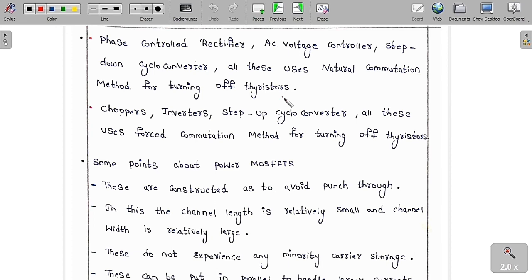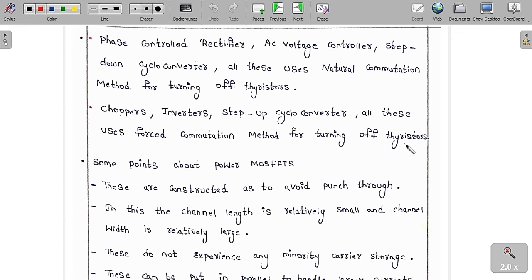That is the reason we are going to use natural commutation for turning off the thyristors. So phase control rectifiers, AC voltage controller, and the step down cycloconverter, all these are going to use natural commutation for turning off thyristors, whereas the choppers, inverters, and the step-up cycloconverters all use forced commutation for turning off the thyristors.